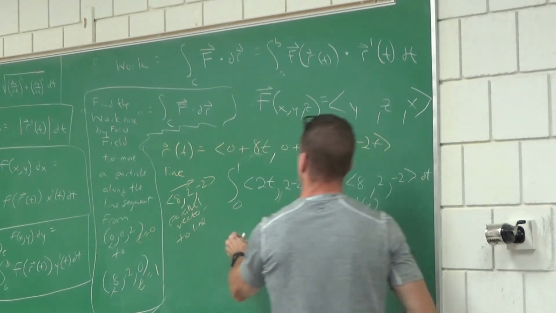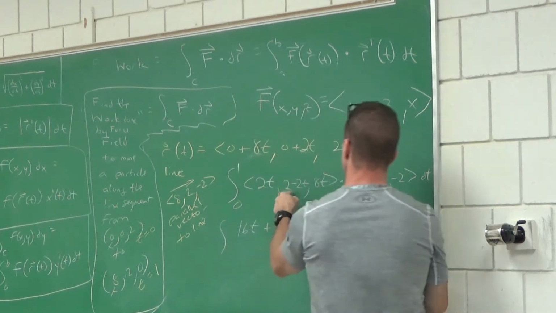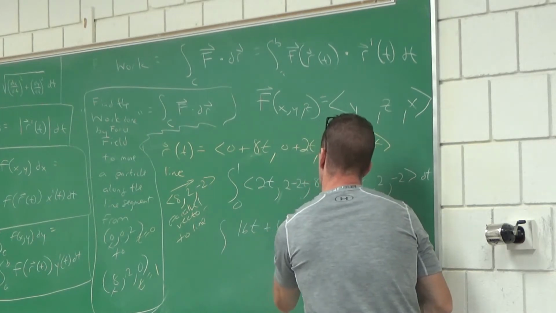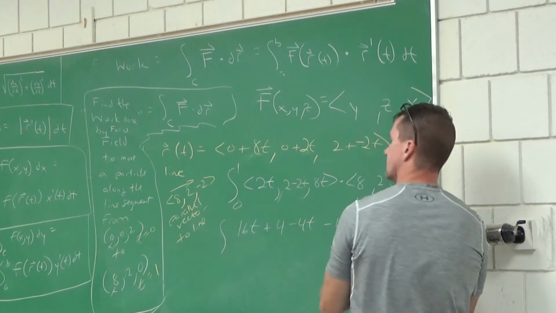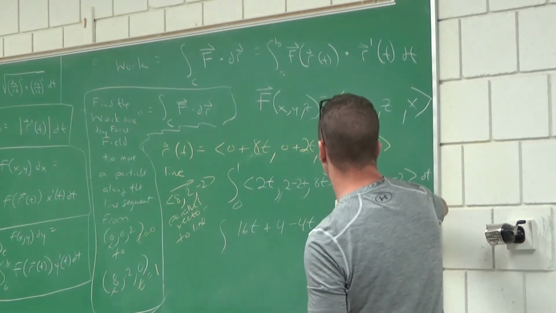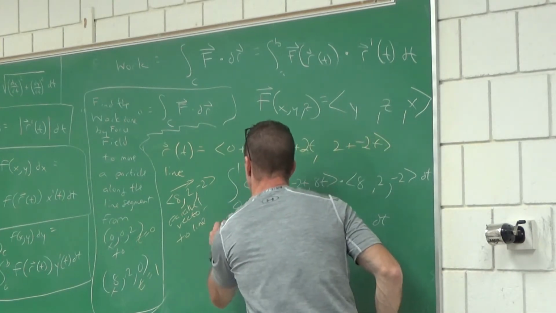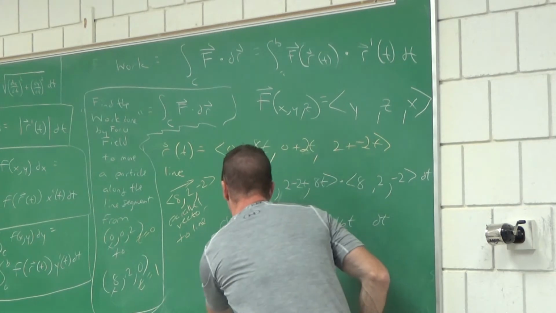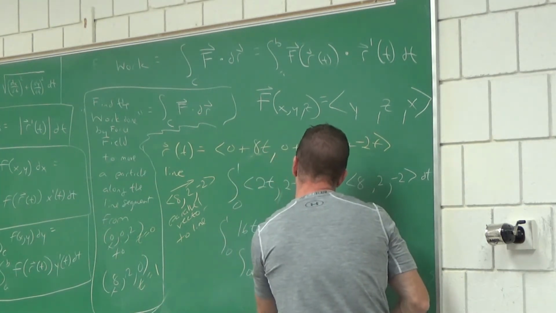What's 2t times 8? 16t. Plus 4 minus 4t. Minus 16t. dt. Any like terms in there? Oh, cool. Did this really work out nicely? Did these go away? Yes, I love it. Thank you. 4 minus 4t.